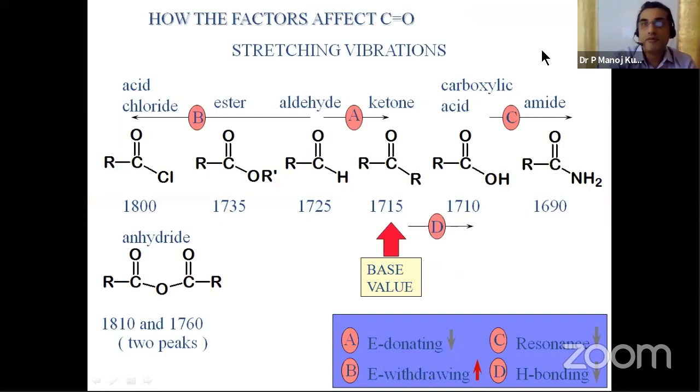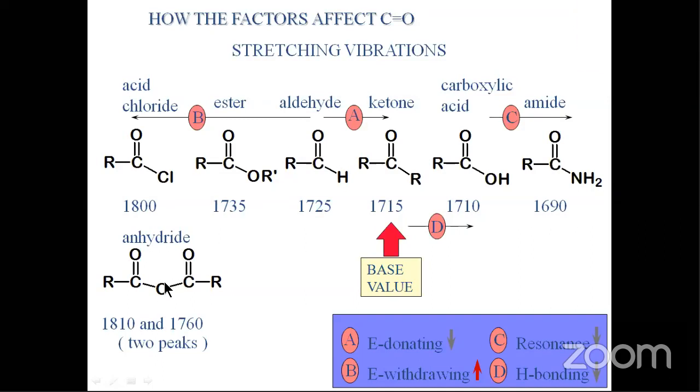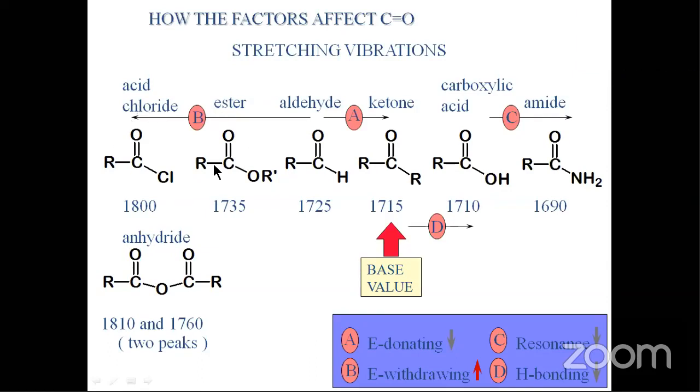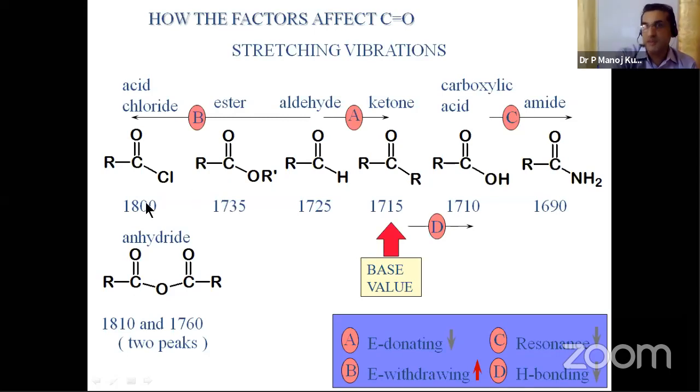So now I have put here the sum total of all that we have seen. Towards the left, as you can see, the stretching vibrational frequency goes on increasing. Why? Here you have all electronegative elements, oxygen, chlorine, oxygen, all of them try to attract the electrons towards themselves. Because of that, the bond is getting strengthened, and you will have the C double bond O stretching vibration occurring at higher wave numbers.